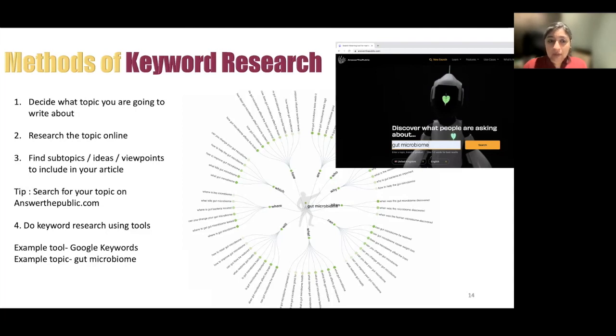A key tip here is a website called answerthepublic.com. This is how the site opens. You put in your keyword and press search, and they give you a mind map of all the potential topics that you can cover, as well as really good ideas for long-tail keywords, like how to research gut microbiome, or can you change your gut microbiome? These are things that people are actually looking for on Google. So if you incorporate these words in your content, Google will like your content and probably rank it better because it feels like you're answering people's questions.